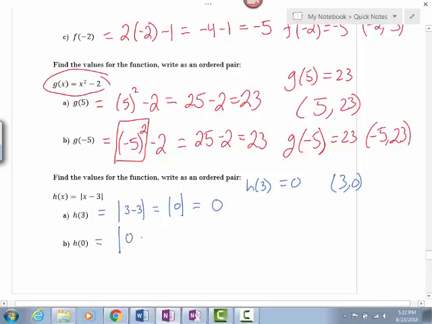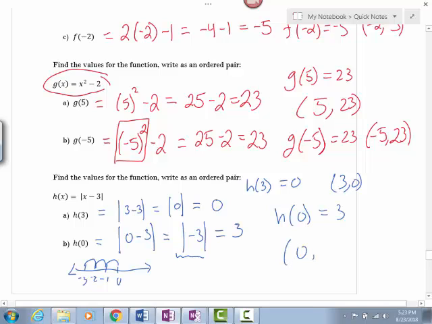h of 0 is the absolute value of 0 minus 3. 0 minus 3 is a negative 3. But remember, we're looking for the absolute value of negative 3. Remember, the absolute value just means how far is negative 3 from 0 on the number line. So if it helps you, here's my number line, here's 0, negative 1, negative 2, negative 3. How many spaces is it away? It's 3 spaces away. So that's now telling me that h of 0 is equal to 3. And again, finally, as a point, 0, comma 3.